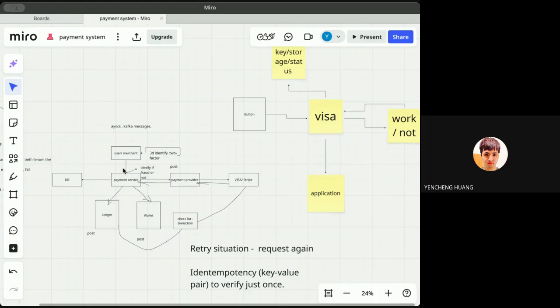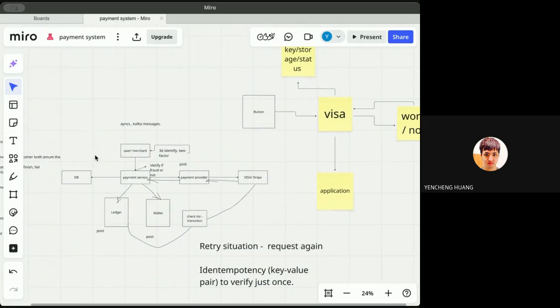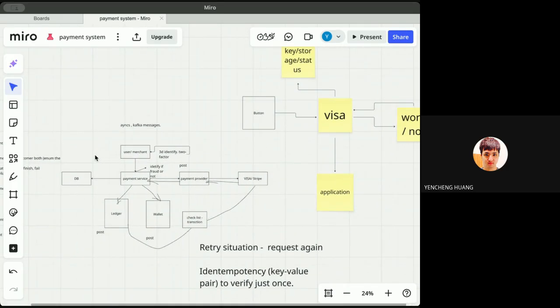And after all, there's a boolean to record if the transaction is true or not, in my payments data design. And at the end of the day, we check the ledgers and the Visas to make sure the transaction is correct.